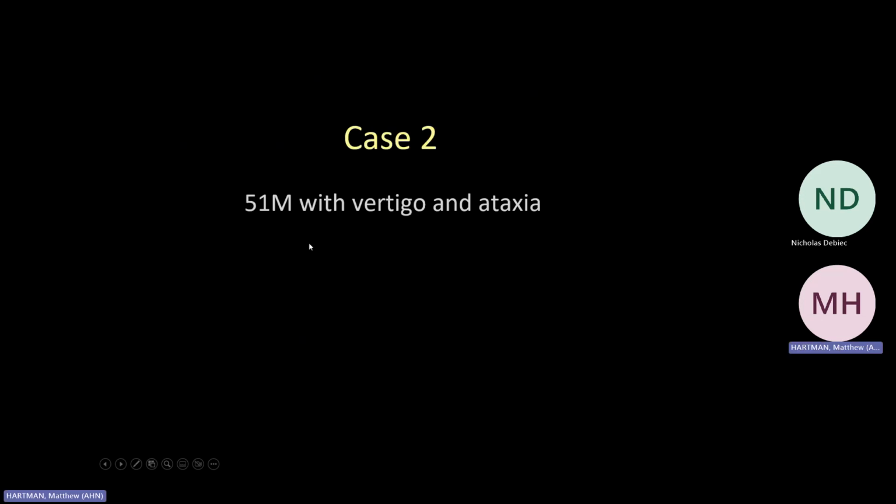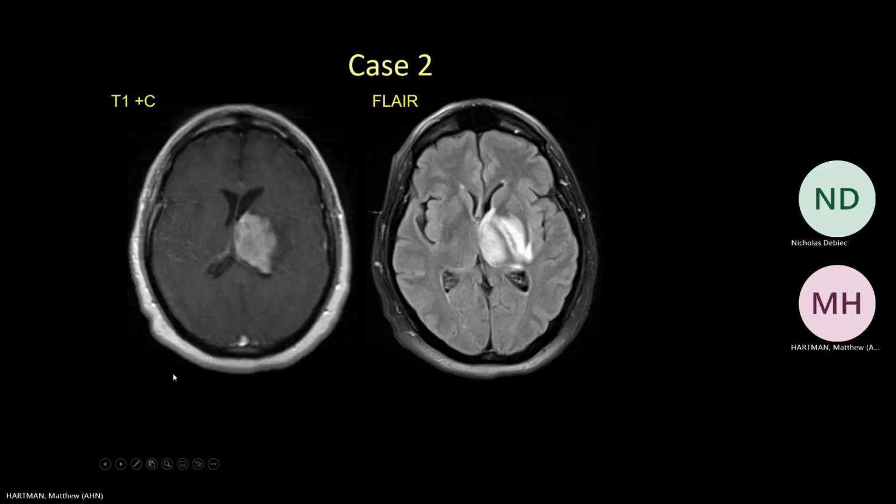Okay, case number 2, 51-year-old with vertigo and ataxia. Again, CT or MRI. Well, our bones are dark. This bright stuff, this is actually the fat. Some people will look at that and say, hey, this is CT, the bones are bright. No, this is the fat, which is hyperintense. Our bone is right here, is hypointense. Our vents are dark. So this is T1. The vessels are lighting up, so it's with contrast.